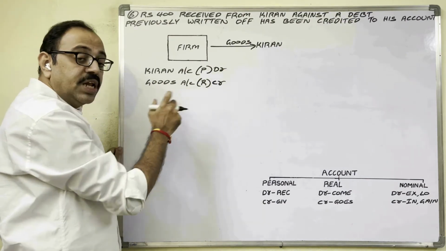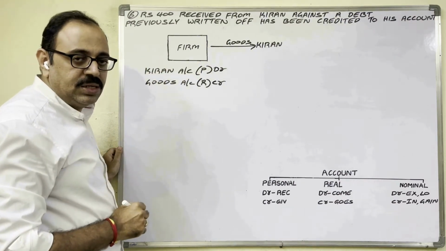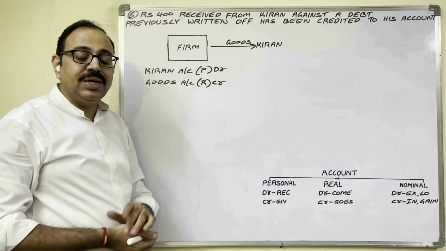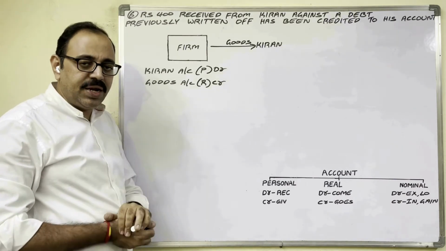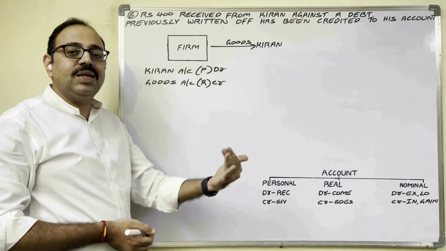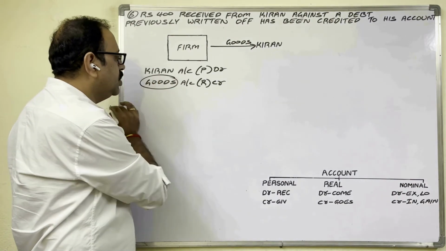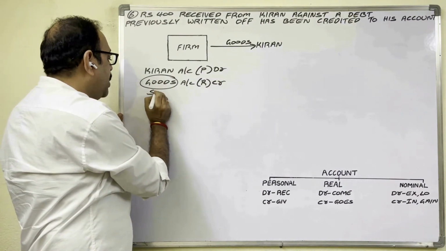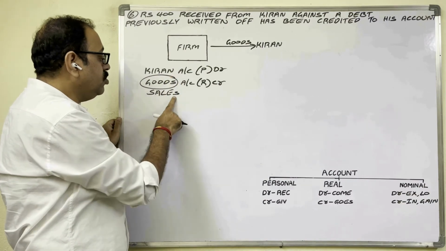We should not write goods name in the entry because goods account comes in four circumstances: when goods are purchased, when goods are sold, in case of purchase returns, and in case of sales returns. So if you write only the word goods, there is no clarity whether it is a purchase, sale, purchase return or sales return. Therefore, instead of writing goods, write the transaction name. This is a sales transaction, so write sales account. First entry is Kiran account debit to sales account.